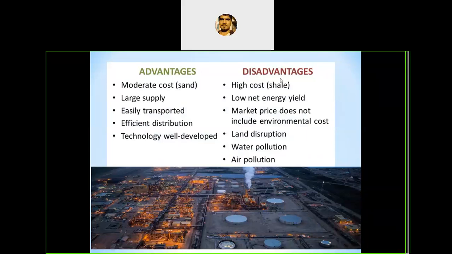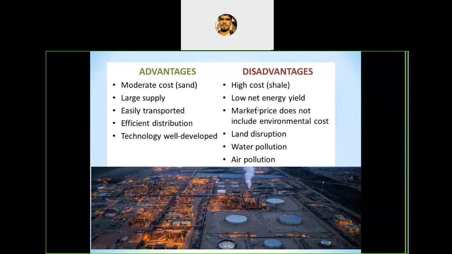Disadvantages, I told, it is a high cost. The shells are high cost. The extraction, mining process, then transportation, then conversion. It's an elaborate process, and it is becoming costly. And low net energy means when compared to the other conventional sources, it gives low energy. The efficiency is very low.